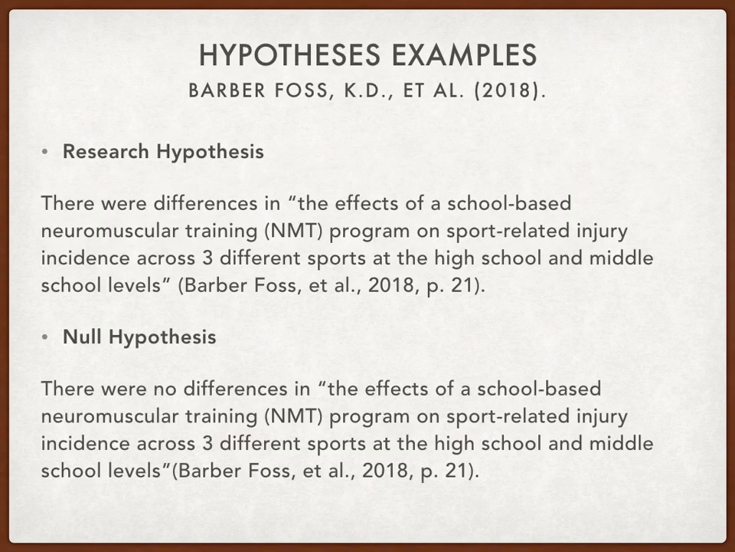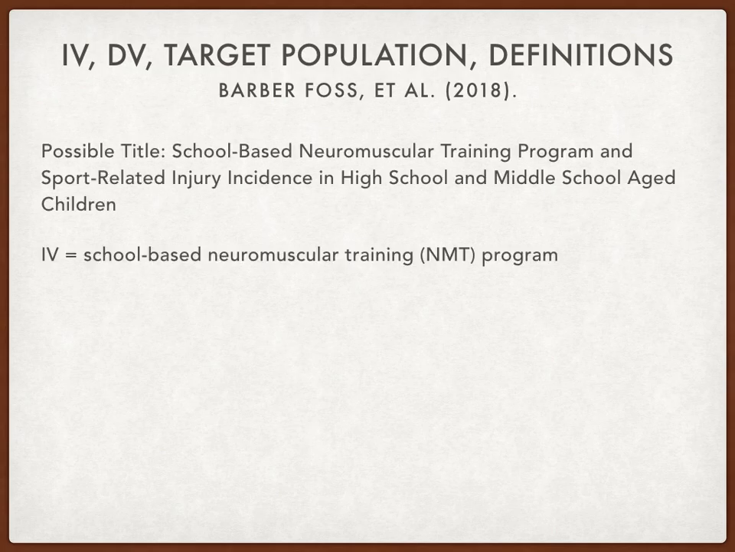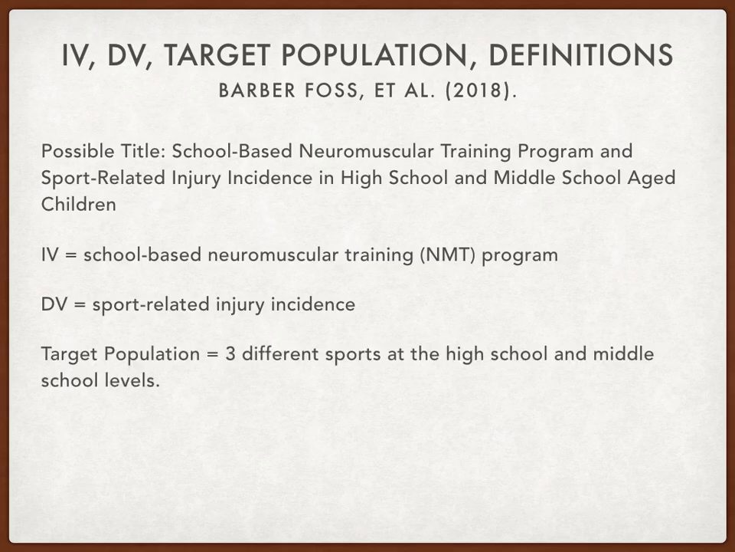So let's go back here. We have our independent variable. Our dependent variable is the sport-related injury incident, because that's what they're measuring. They want to see if the training program that they did is reducing sport-related injuries. The target population is 3 different sports at the high school and middle school levels.